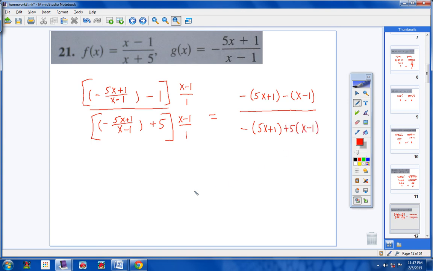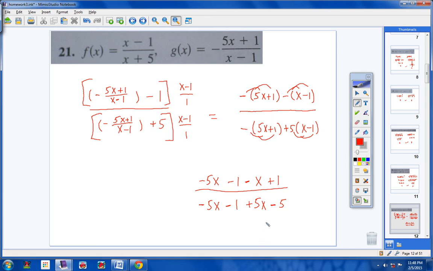Now, let's go ahead and simplify our numerator. Take this negative sign and multiply it through. That gives you negative 5x, negative 1. Now take this negative sign and multiply it through. That gives you a negative x and a positive 1. Now come down here, take your negative sign and multiply it through. So negative 5x, negative 1. Okay? Take your 5 and multiply it through, and you get a positive 5x and a negative 5.